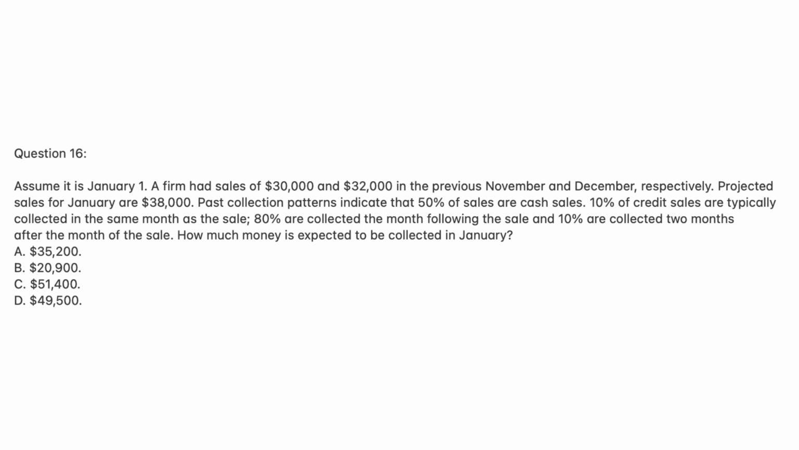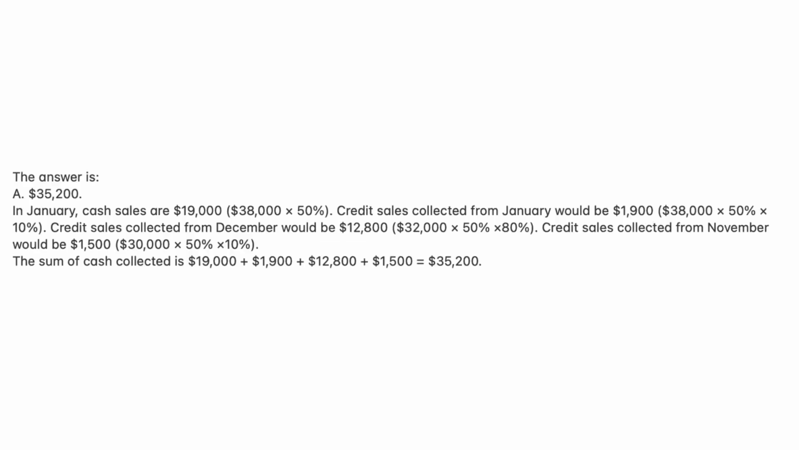A. $35,200. B. $20,900. C. $51,400. D. $49,500. The answer is A. $35,200. In January, cash sales are $19,000, $38,000 times 50%. Credit sales collected from January would be $1,900, $38,000 times 50% times 10%.